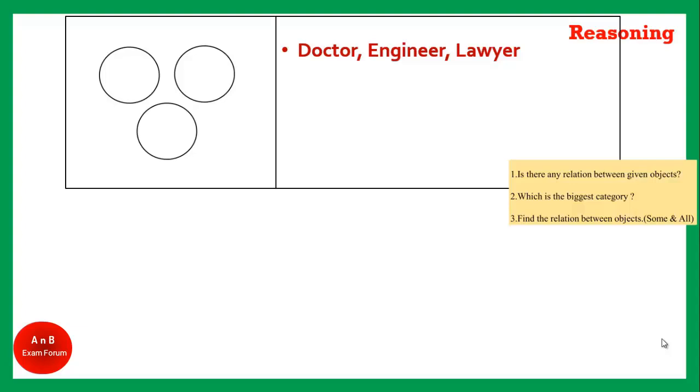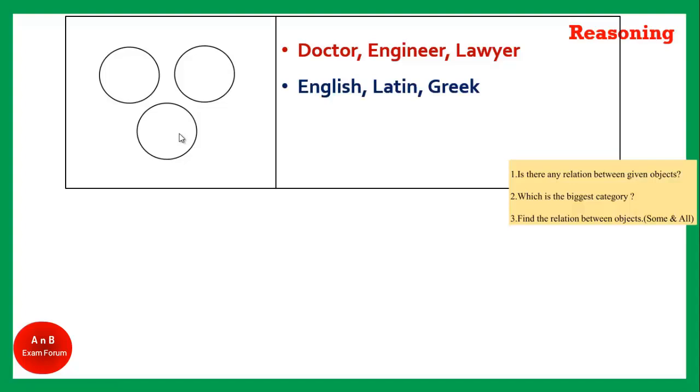So a doctor cannot be an engineer, an engineer cannot be a lawyer, and a lawyer cannot be a doctor. So there is no relation at all between these 3 groups or these 3 objects. In that case, there will be no point of intersection between these 3 circles. These 3 circles represent each of these 3 objects. Let us see a few more examples.